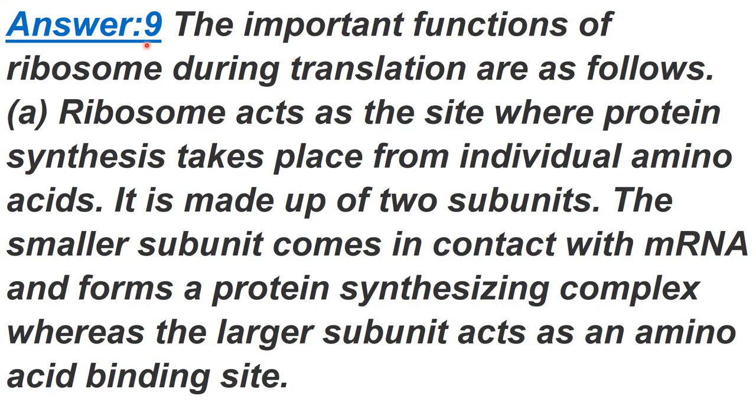Question number 9 is, you need to write the functions of ribosome during translation, the dual function of ribosome. So these are the two functions of ribosomes. First, the ribosome acts as the site where protein synthesis takes place from individual amino acids. It is made up of two subunits, a larger subunit and a smaller subunit. The smaller subunit comes in contact with mRNA and forms the protein synthesizing complex, whereas the larger subunit acts as an amino acid binding site.